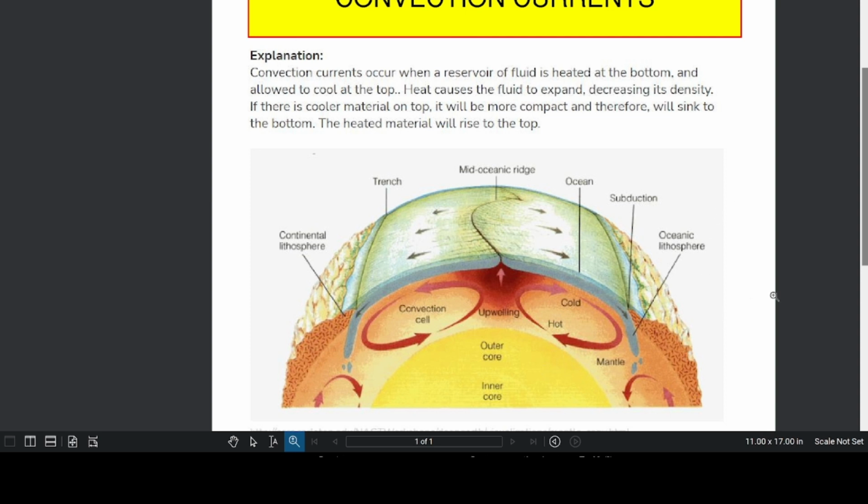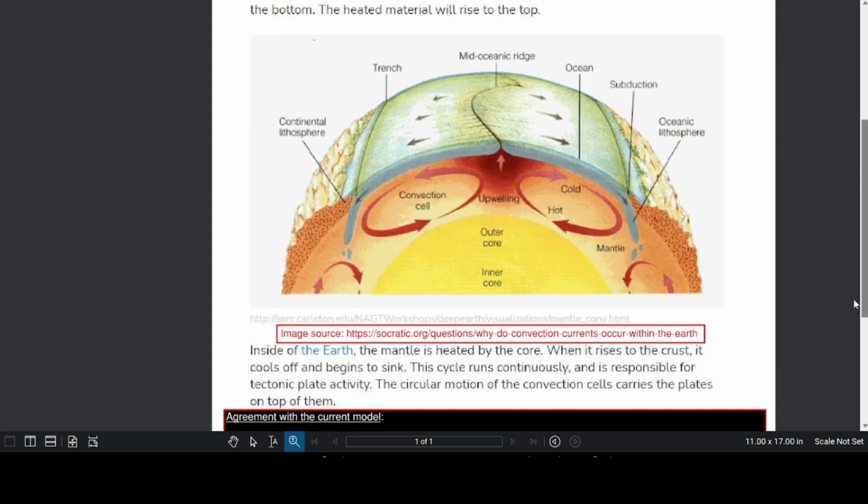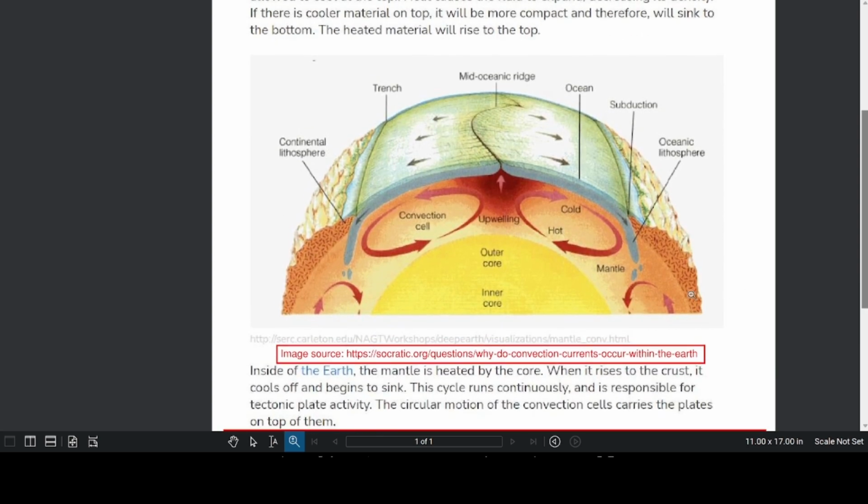So here's a diagram. I always have the source here in all these geologic literature diagrams. So you can see a convection cell here. There's separation at mid-oceanic ridges. There's a pulling apart because the convection cells are such that there's the pulling apart there, you can see.